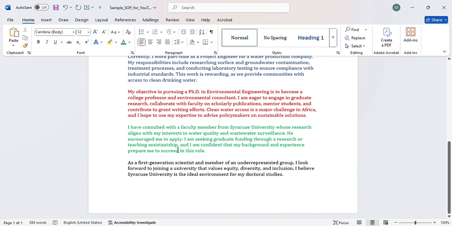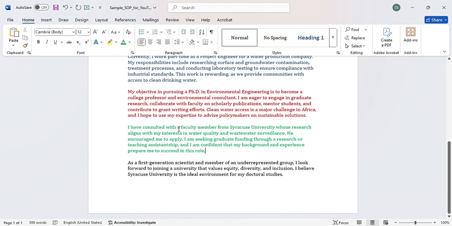Pay attention to this paragraph. Okay, I made mention that I will not mention the school, but I think it is highlighted here. So I got accepted into Syracuse University as well, but I didn't attend Syracuse. I'm currently at Indiana University Bloomington studying PhD in environmental health. And so let's look at this paragraph. I said I consulted with a faculty member.